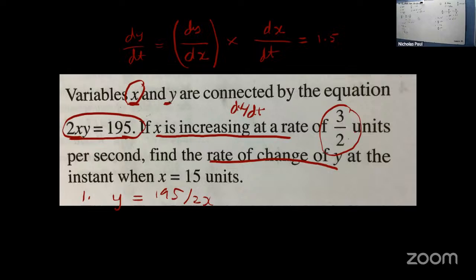But I would have used 195 on 2 times x to the minus 1. I will use the shortcut method. Right? Bring down the power. Nothing wrong with the quotient rule, again, the same answer. So you will end up with the differential dy/dx being equal to minus 195 on 2 x to the minus 2.